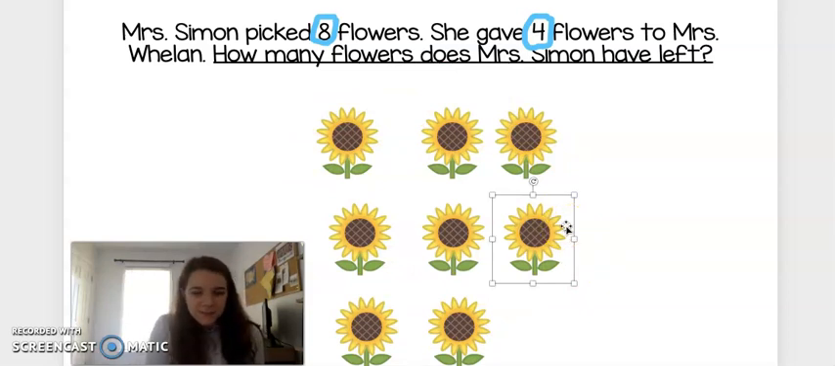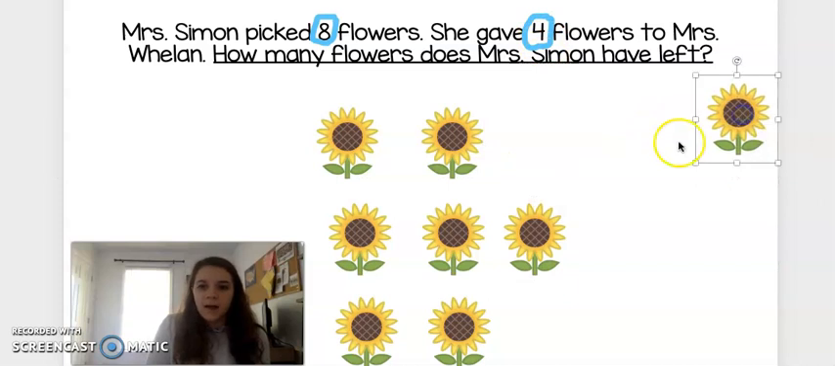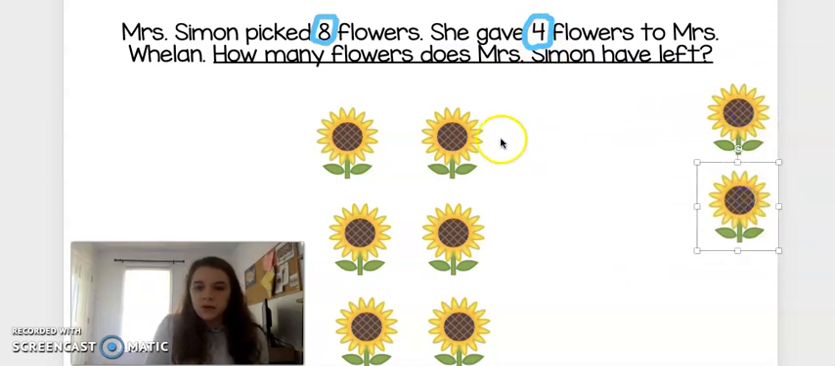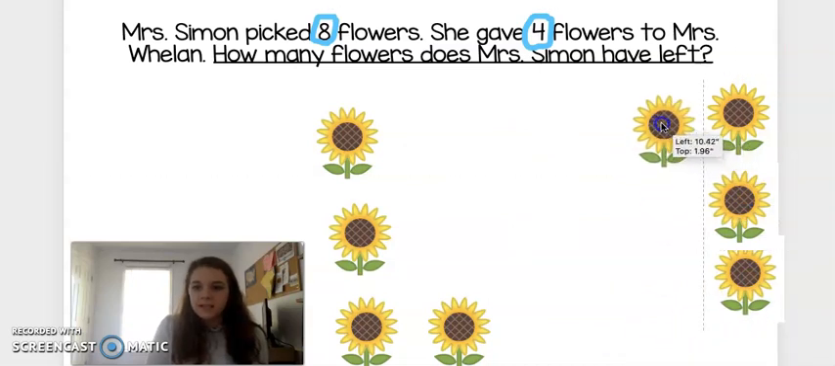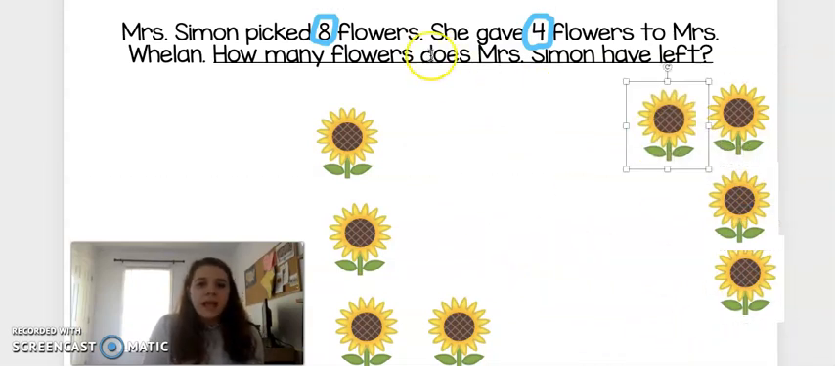How many did Miss Simon give to Miss Whalen? Let's look back at what number we circled. 4, you're right. Okay, so let's take 1, 2, 3, 4, because those flowers are for Miss Whalen. Now, how many flowers does Miss Simon have left right here? Let's count together. 1, 2, 3, 4. You're right, she has 4 flowers left.